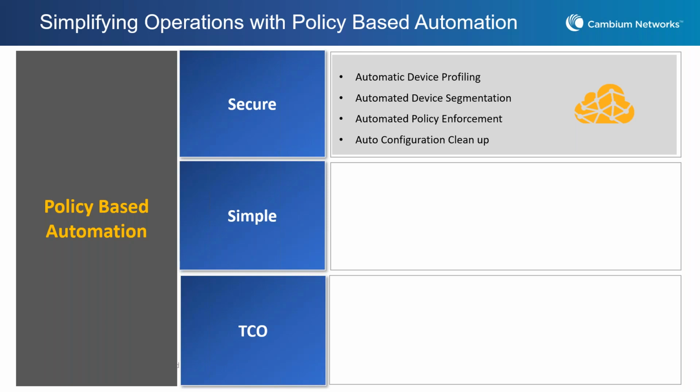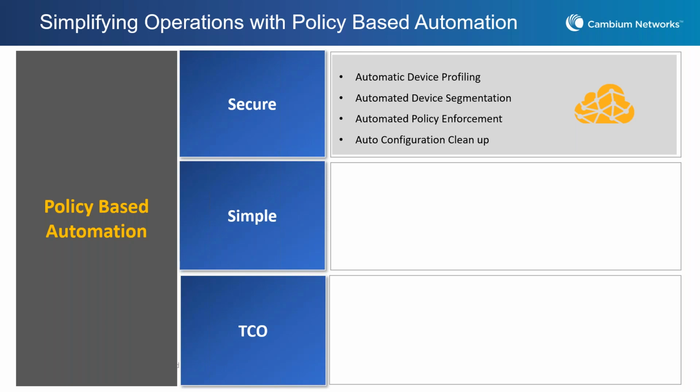Now, these policies that are created will do a lot more than just put devices on the right VLAN. We control things like quality of service, PoE port priority. We can auto-label these ports and other priority settings as well.